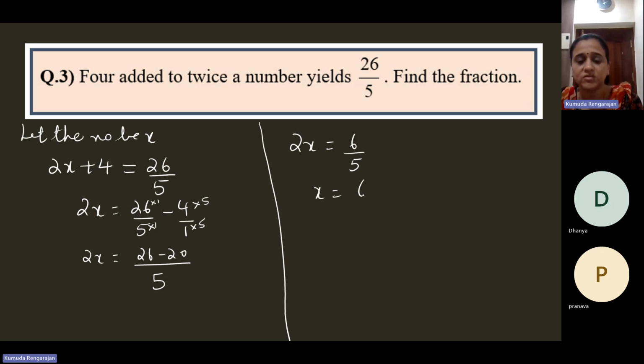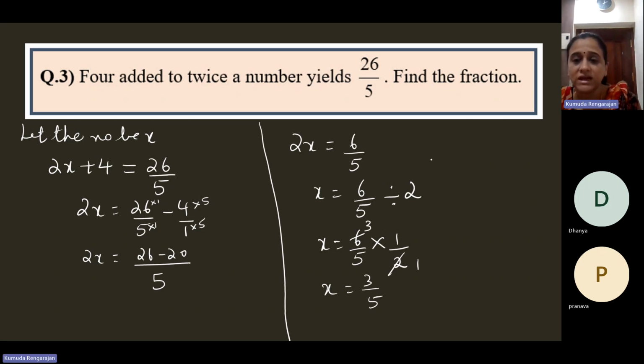Now this is into 2, so it goes to the other side for division. It's 2 into x, so 2 goes to the other side for division. So x is equal to 6 by 5 divided by 2. So x is equal to 6 by 5 into 1 by 2. Division, change that to multiplication and take the reciprocal of the next number. Reciprocal of 2 is 1 by 2. So you can simplify. x is equal to 3 by 5.